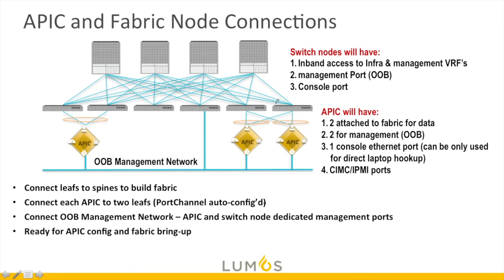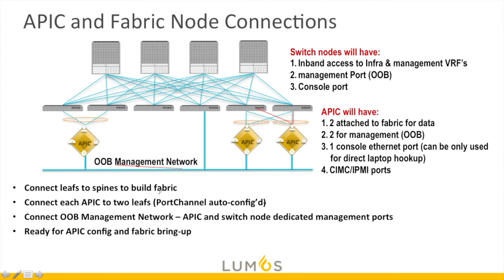A lot of shops are set up so that everything is connected through the out-of-band network. Things like NTP, which Cisco highly recommends you run, and so forth, are accessible via the out-of-band network. And on the leaves and spines, these are 1 gig ports that you can plug into. The APICs will have 2 attached to the fabric for data. So this is the VIC card right there. 2 for out-of-band management. So those are the other 2 gigabit interfaces you can plug into a 1 gig network. And then 1 console Ethernet port, which typically is used for direct laptop hookup.